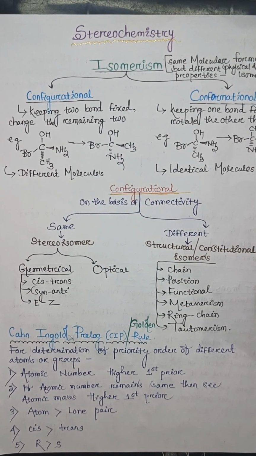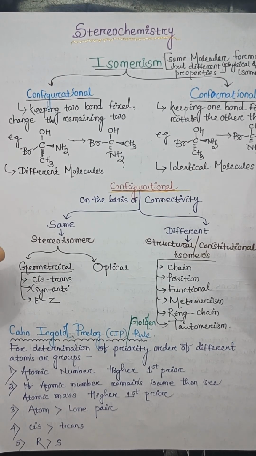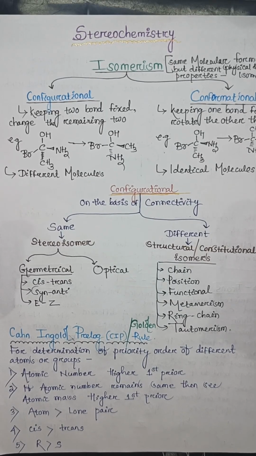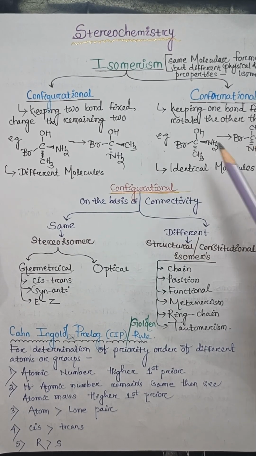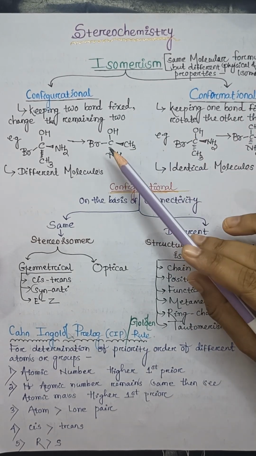We all know compounds having the same molecular formula but different physical and chemical properties are called isomers, and this phenomenon is known as isomerism. It is broadly classified into two types, that is configurational and conformational. So the first one is configurational.